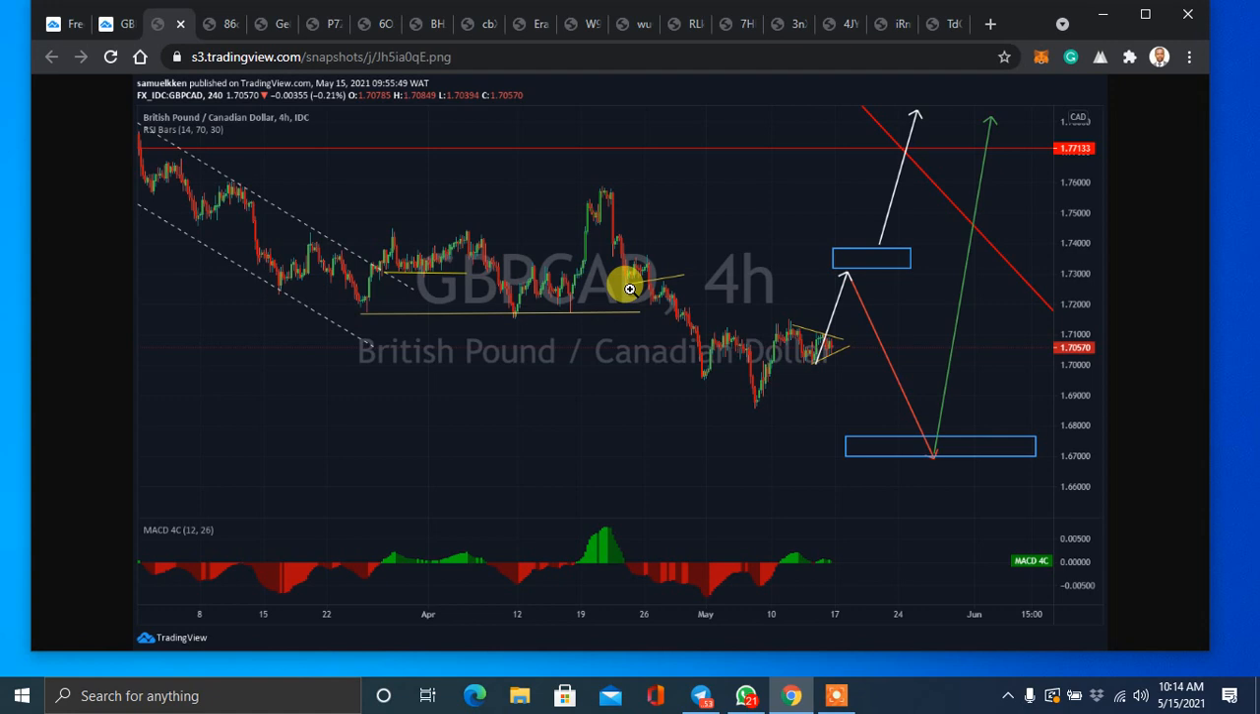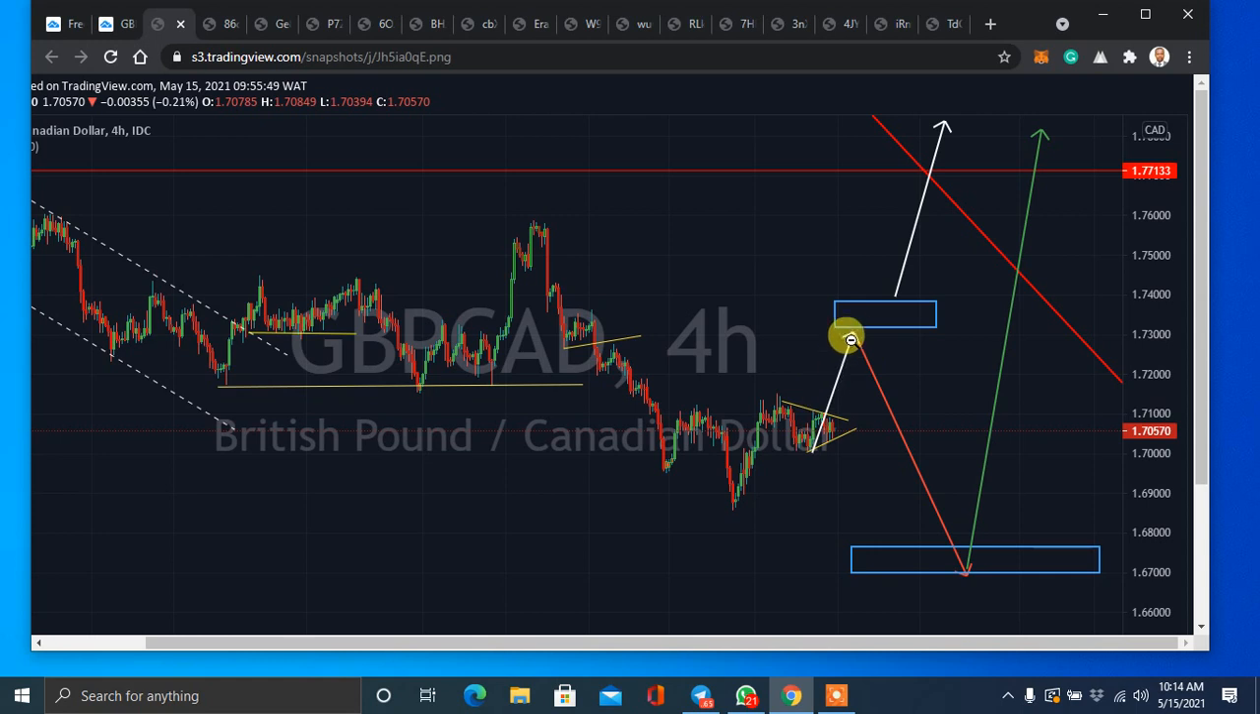GBP CAD. We are looking for this and this. Alternatively, this and this. Hope you get the message. We are looking for this and this. Alternatively, we are looking for this and this. Whichever one, trade this one first.